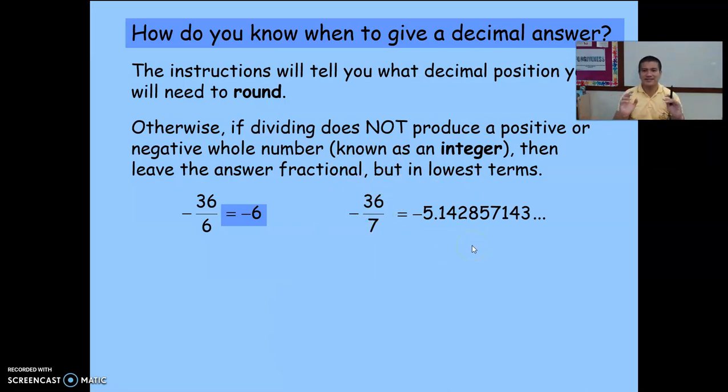So it depends on how the instruction will go. So you need to follow the instructions. If the teacher will say find the decimal place of negative 36 over 7, so you have to compute how many decimal places the teacher will require you.